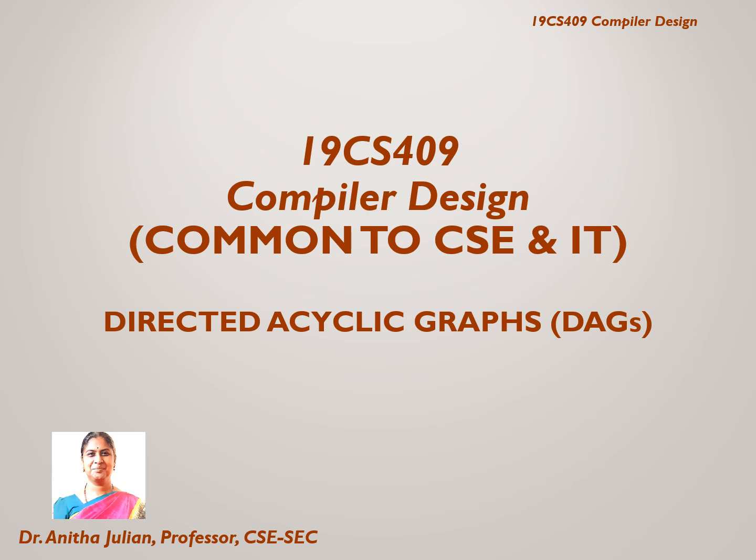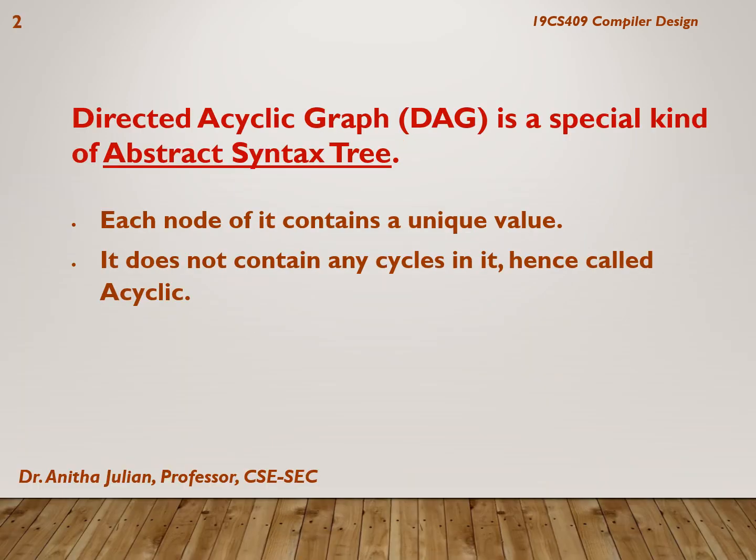But now we will learn about DAG, and later, when we come to code optimization, we can again review this and see the effectiveness of using DAG for our code optimization. Directed acyclic graph is a special kind of abstract syntax tree. Last lecture we already saw about abstract syntax tree. Whenever we attach the context-free grammar with semantic rules, we get the abstract syntax tree. So based on that tree, we are now going to continue to draw the DAG.